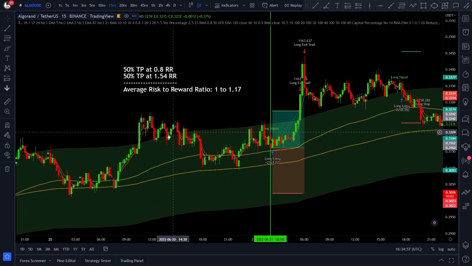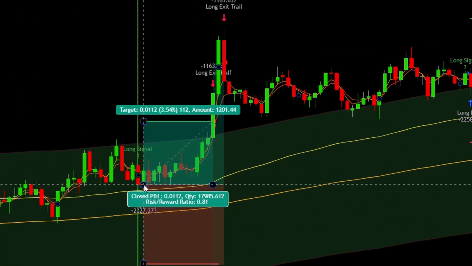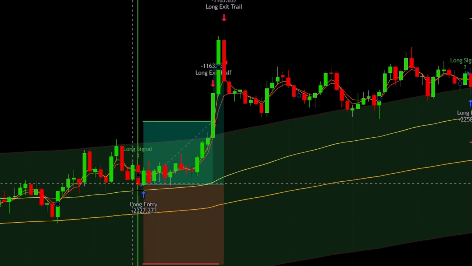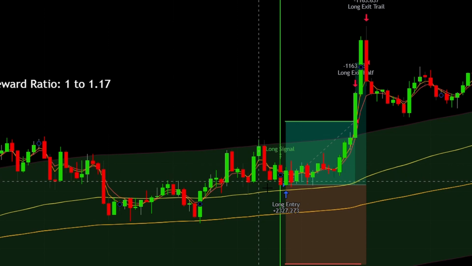Here is a long trade example. The entry signal was given on this candle and the strategy entered into a long position on the next candle open. The entry point in my opinion was a good one, as the price just pulled back into the moving averages, consolidated a bit and got ready for the next leg up.